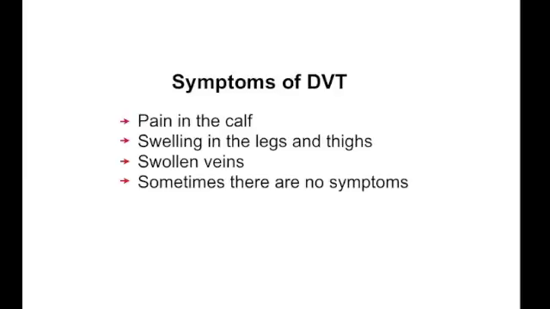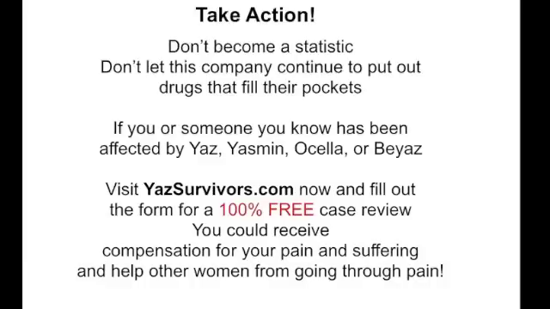Now you might ask yourself, how do I know if I have this from taking these contraceptives? Well, these are the symptoms you want to look for. You can have pain in the calf, swelling in the legs and thighs, swollen or protruding veins, and you want to look for all of these in the lower legs and thigh area. And unfortunately, sometimes there are no symptoms for this. So what can you do if you have experienced these symptoms and others, to name a few?